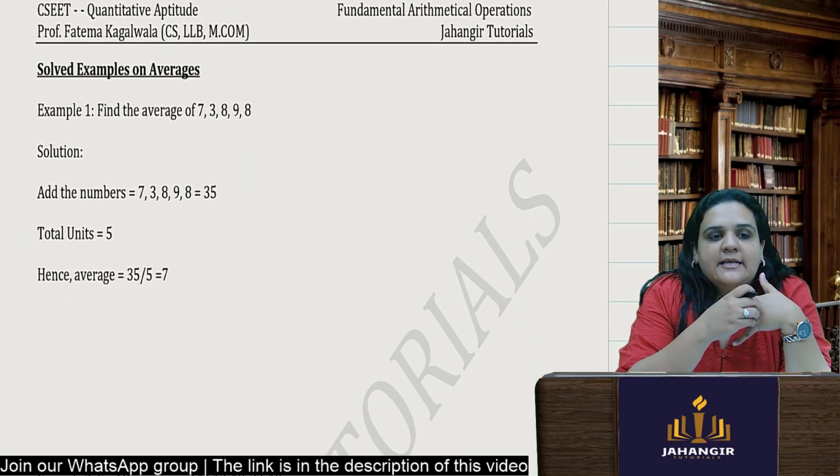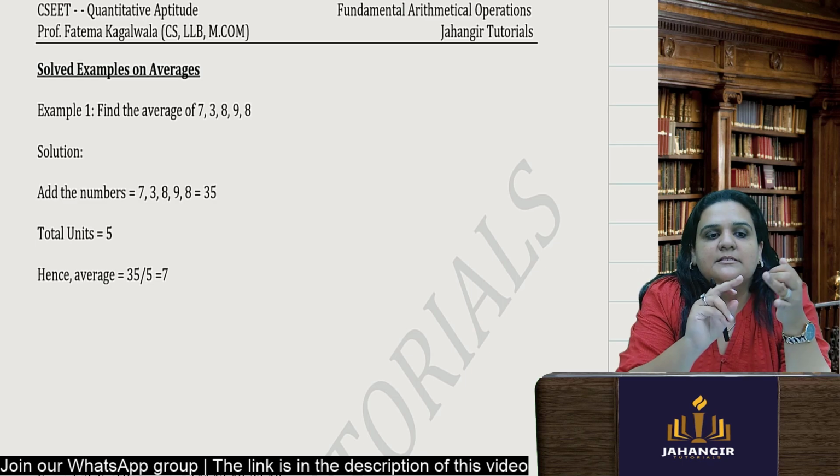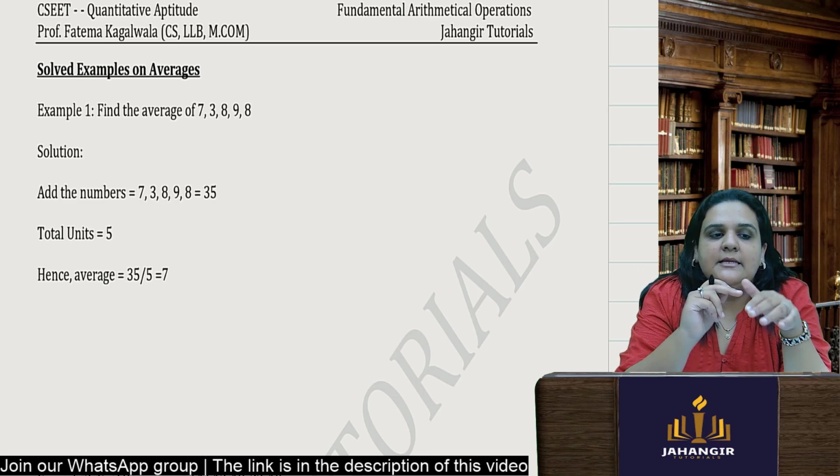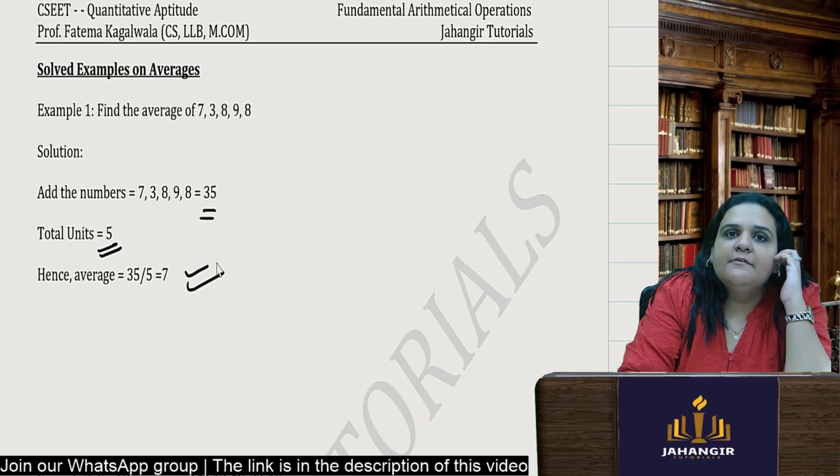Okay, now solved example. Same thing, find the average of 7, 3, 8, 9, 8. So first add 7 plus 3 plus 8 plus 9 plus 8. I am going to get 35. 35 divided by the total number of units, 5. The answer is 35 divided by 5, which is 7.